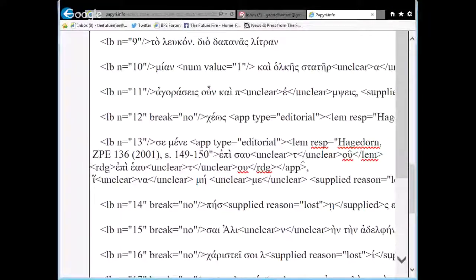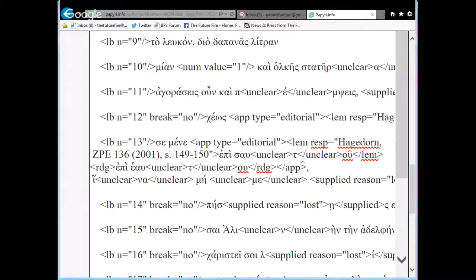And so there's the XML that it has created from this same thing. So app type editorial, the lemma says that this is the responsibility of Hagedorn, ZP136, etc., saying epi sautu, and that the previous editor, it doesn't say who that is, said epi heautu in the earlier reading. Okay, so you can switch between all these views.